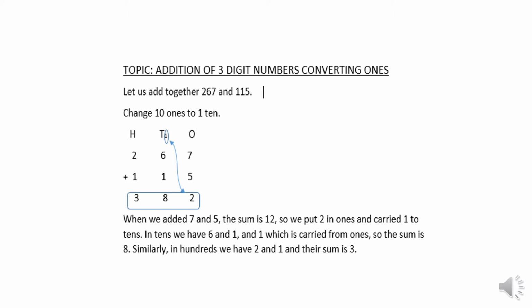I hope you have seen our previous video, which was the first video of your first term booklet. In that video I explained page numbers 21 and 22 of your booklet. On page 21 there is a topic, addition of 3-digit numbers with no conversion. Then I explained page 22, addition of 2-digit numbers converting ones. Now today I will explain page number 23 of your booklet.